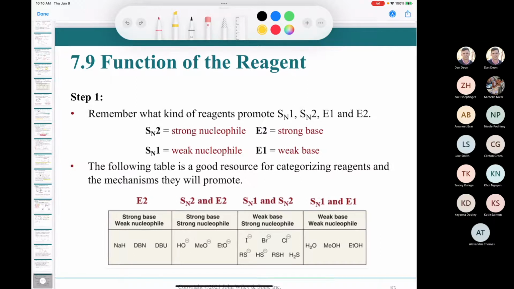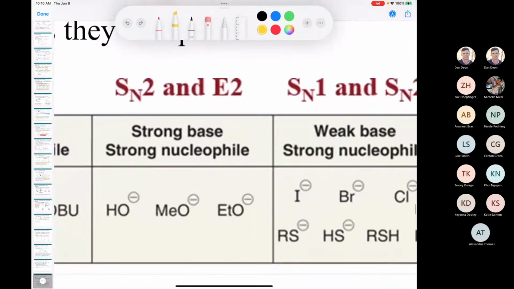We look at all the strong bases that are strong nucleophiles: hydroxide, methoxide, ethoxide, all these guys right here. They're all negatively charged, so they're all really good nucleophiles. And they're great bases because they're the conjugate bases of weak acids, right? The conjugate acid of these is water, methanol, ethanol. Those are all weak acids, so these are all strong bases.